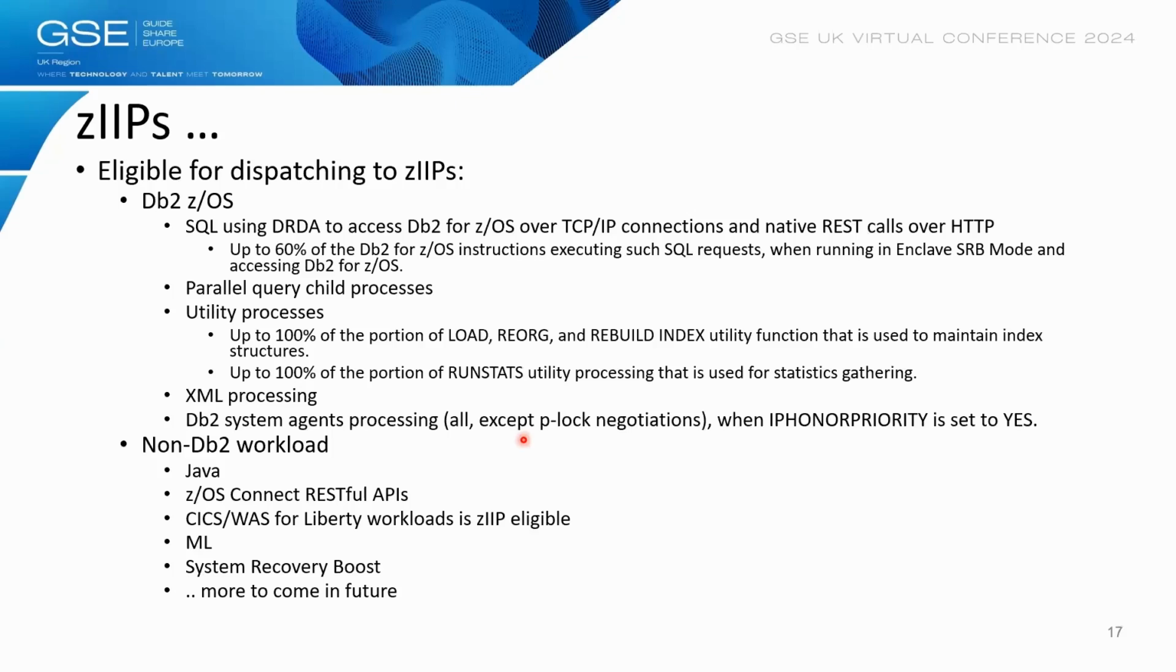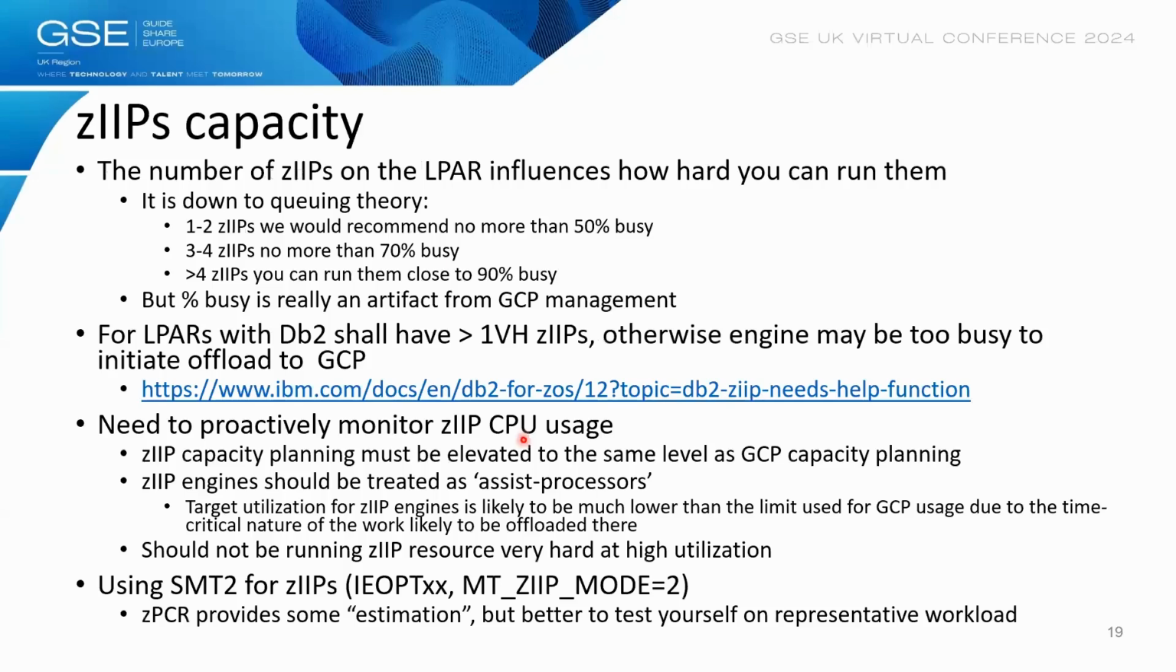Okay, here is the list of how zIIPs are utilized in Db2 and also in non-Db2 workload. I won't list it here, just for reference. So how hot a zIIP can be run depends on the count of the processors, right? If you have fewer zIIPs, then they can be utilized less. If you have more zIIPs, then they can reach more utilization without danger of spillover to general CP.